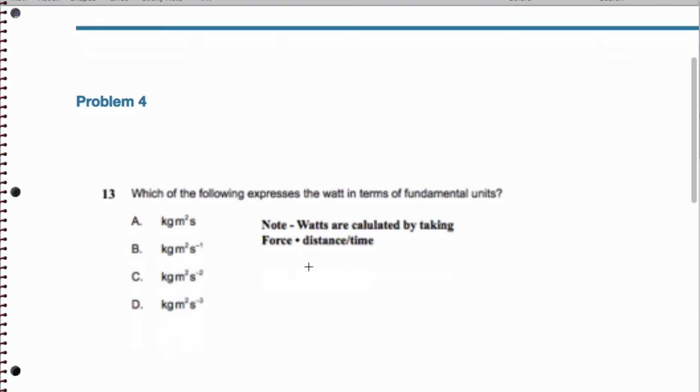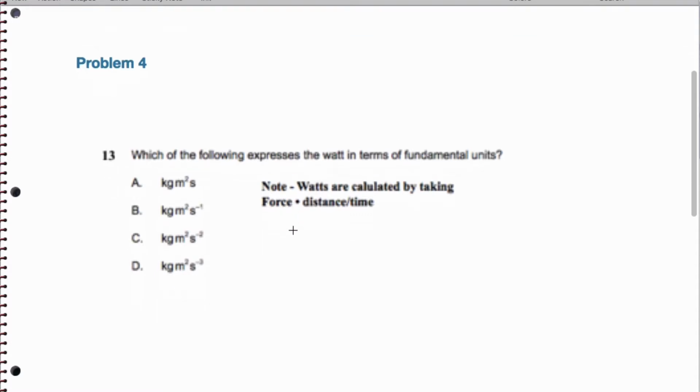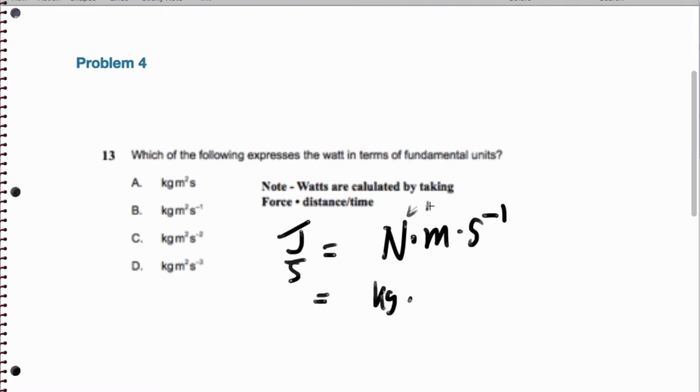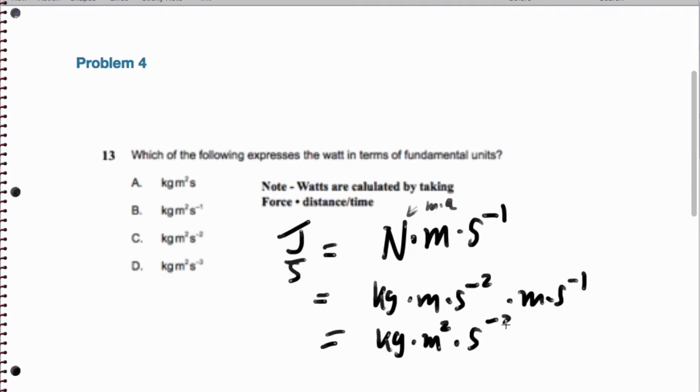Problem number 4. So we want to express the watt, the unit of power, in fundamental units. And watts are joules per second, which is going to be newtons times meters divided by time, which is newtons meters seconds to the -1. That's the seconds on the bottom. So that's going to be kilograms. That's mass times acceleration. So kilograms, meters per second squared, times meters times seconds to the -1. So when we smash all these units together and simplify, we're going to get kilograms, meters squared, seconds to the -3, which is choice D.